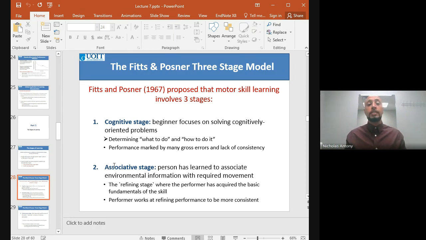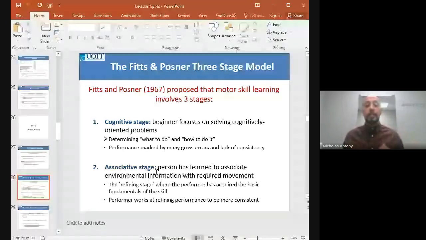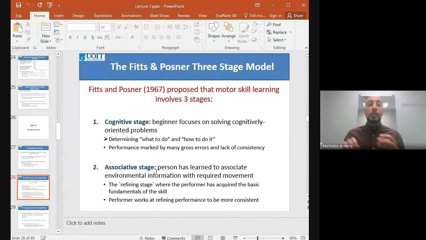The second stage of learning is the associative stage. And this is where the person's already figured out what to do and basically how to do it. And now this is the refining stage, where they have the basic fundamentals of the skill, and they're refining their performance to become more consistent. They're refining their performance to become more efficient, and they are refining their performance to be able to figure out how to react to the different things in the environment, or how different regulatory conditions will affect their performance. So if the ball was further away, they have to throw it harder to get to the hoop, for example, with our basketball example. So the associative stage is the refining stage.